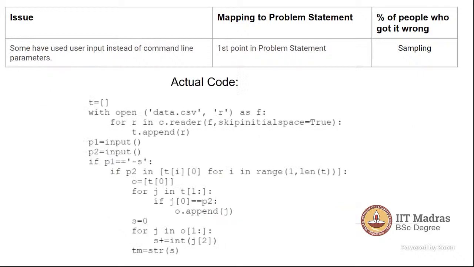Okay, so this is again one of the common problems. I would say not very common, but this is again what we got to know while doing the sampling, while manually evaluating, that many people have tried to use the input function, but they were supposed to use command line parameters. The way your Python script is invoked by the private test cases is that it is supposed to accept two command line parameters, right?